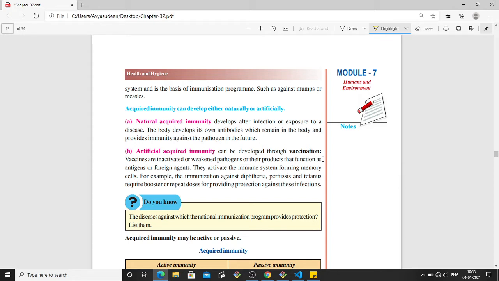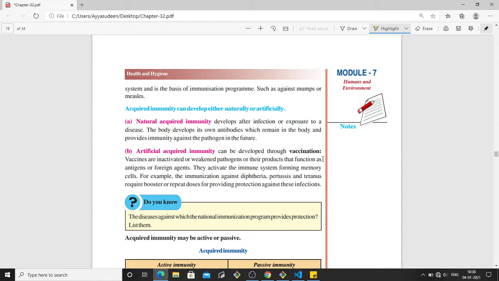So vaccines are basically inactivated or weakened pathogens. Those pathogens cannot cause diseases. Okay, they are inactivated, so they are given to the humans. So the immune cells recognize these weak pathogens, and they start producing antibodies for this.